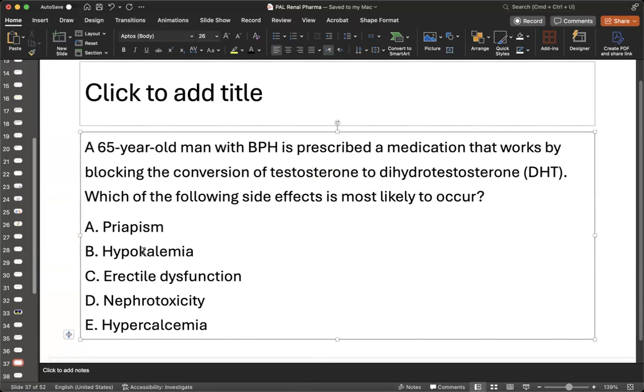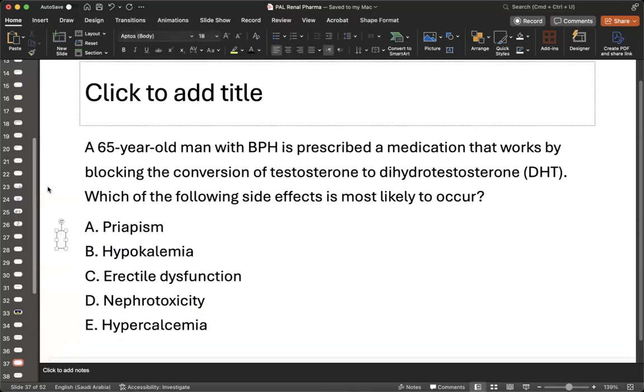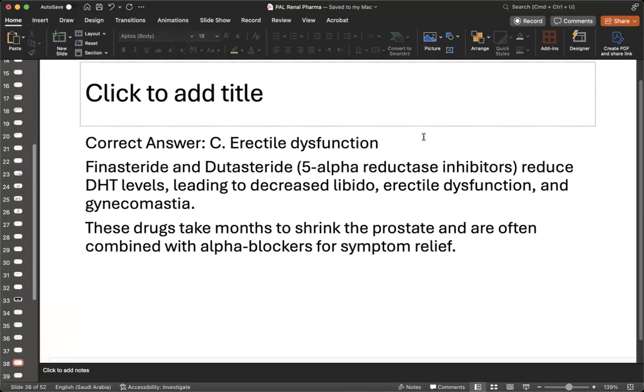So what is the side effect? Erectile dysfunction. Nephrotoxicity was what? Remember, cyclosporin and tacrolimus. Hyperglycemia was what? It was thiazide diuretics. Hypokalemia was what? Thiazide diuretics and loop diuretics. Okay. So I think, yeah, there it is.